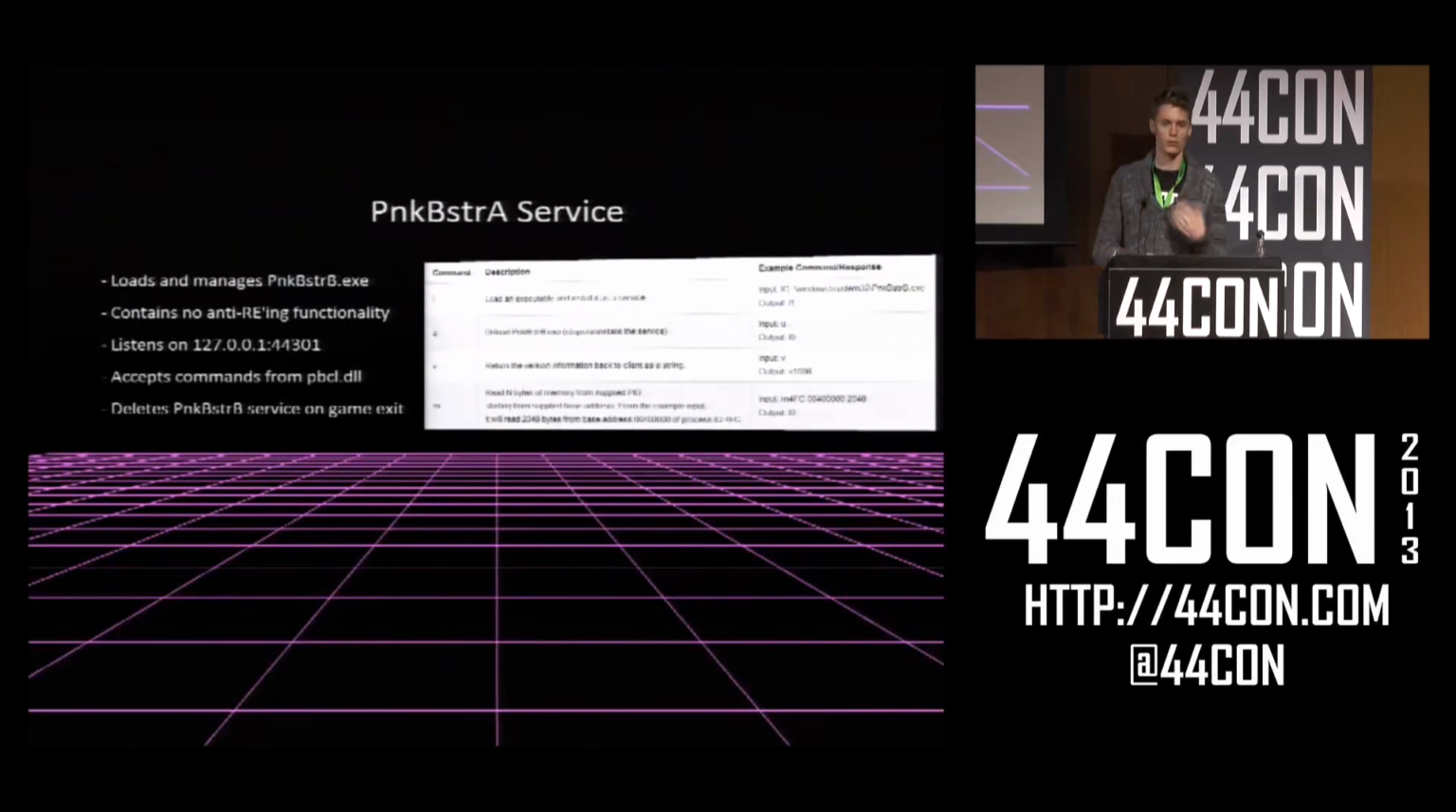The U command just unloads Punkbuster B. The V command will give you the version information back in a string. In this case, they're currently running V1036 for Battlefield Play for Free. The M command is probably the most interesting. The game client will tell Punkbuster A the process ID of the game, and that's the first parameter. The second parameter is the base address to read from.